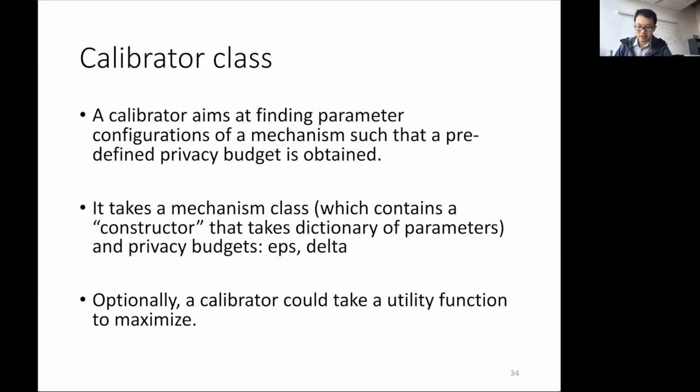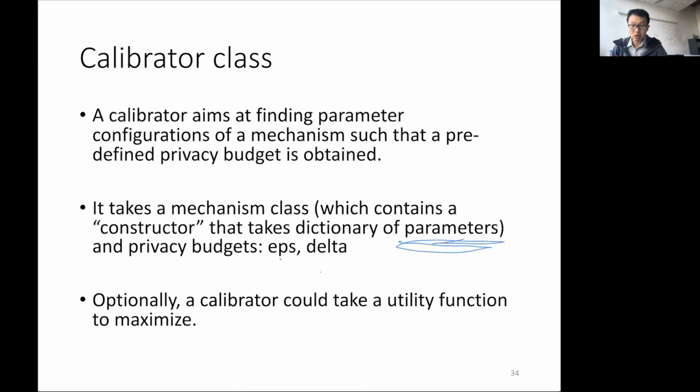It takes a definition of a mechanism which contains some kind of initialization tool or constructor that takes the dictionary of parameters and the given, required privacy budget, epsilon delta. Then what the calibrator does is to try to figure out what the values of these parameters are in order for the mechanism to satisfy epsilon delta DP.